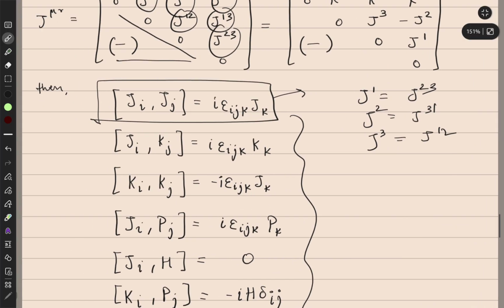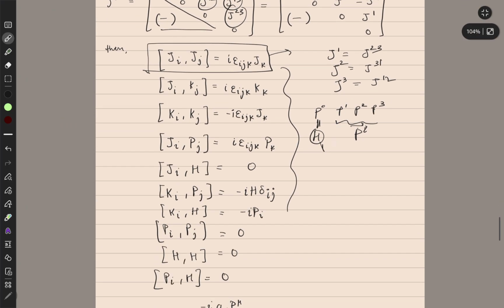By the way, we also have three P's, because there were four P's, right? P1, P2, P3, and P0. This one we will call H, and these P_i are the momentum generators, and H is the generator of time translations. It's also called the Hamiltonian.